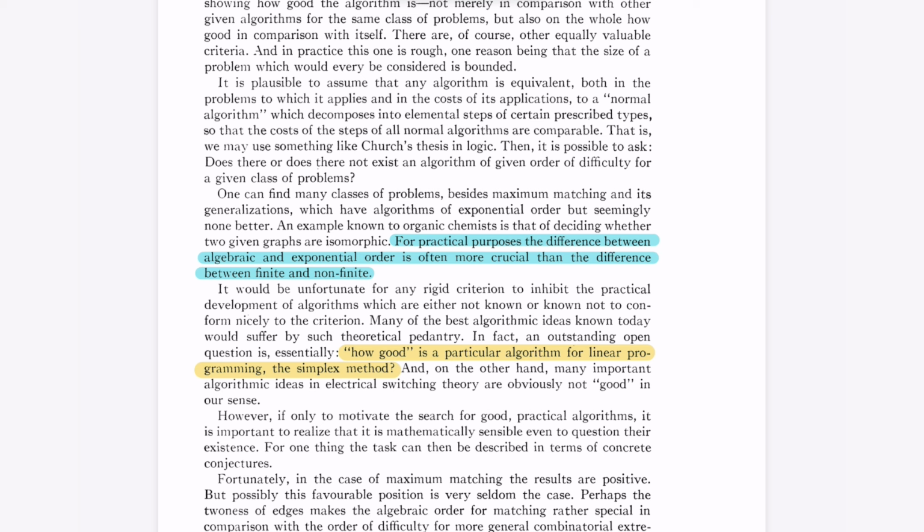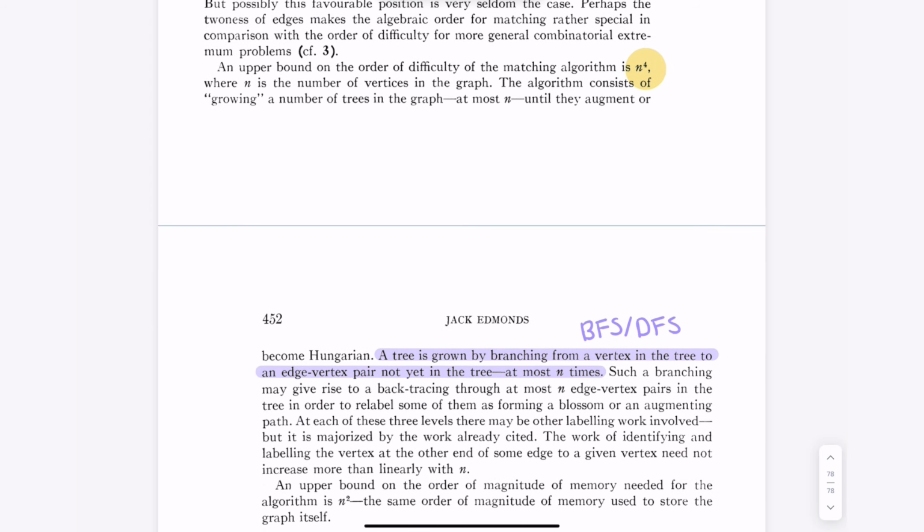This is just an amazing paper, and he even lays out a massive question: how good is a particular algorithm for linear programming, the simplex method? We don't figure out a polynomial time algorithm for linear programming for another 20 years. And simplex is still actually not polynomial time, but often preferred in practice. So this is just a historically massive paper. He says that the running time is n to the fourth because he's not counting edges. So instead of mn squared, he just says m is at most n squared. And then he talks about a tree being grown by branching from a vertex. That's like BFS, DFS, but that terminology wasn't so common.